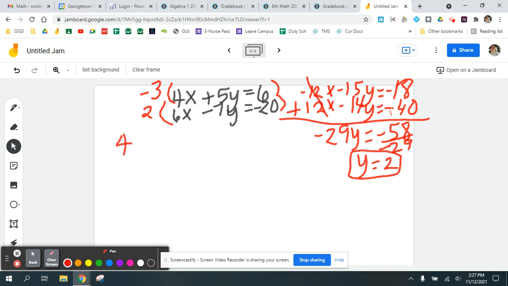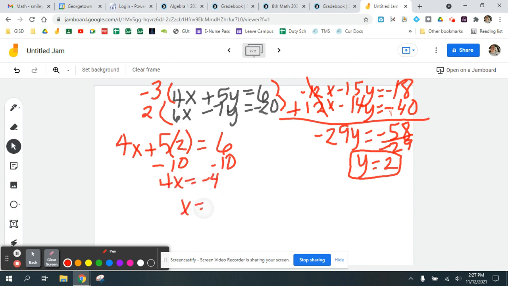So 4x plus 5 times 2 equals 6. I would minus the 10. 4x equals negative 4, and then x equals negative 1. All right, and you get both.